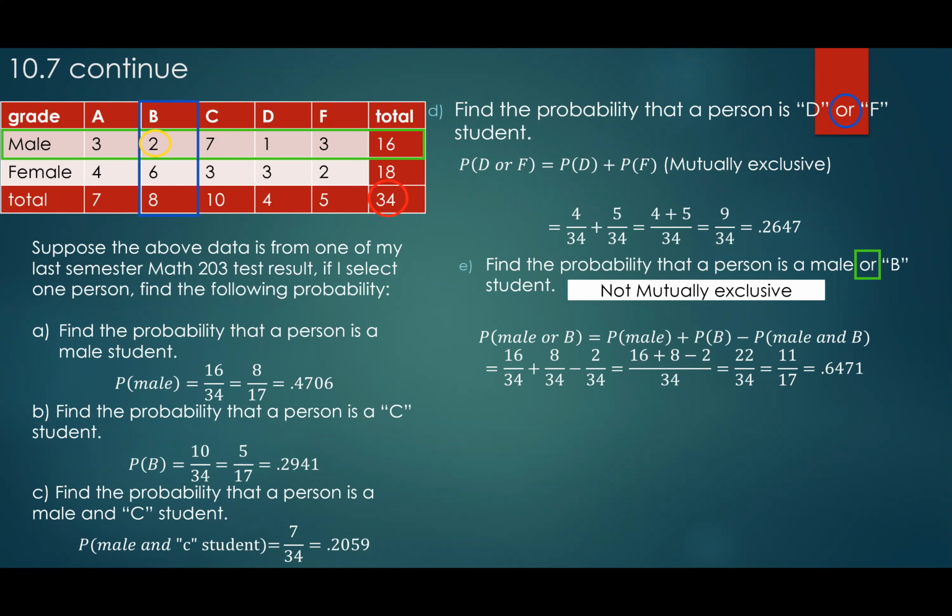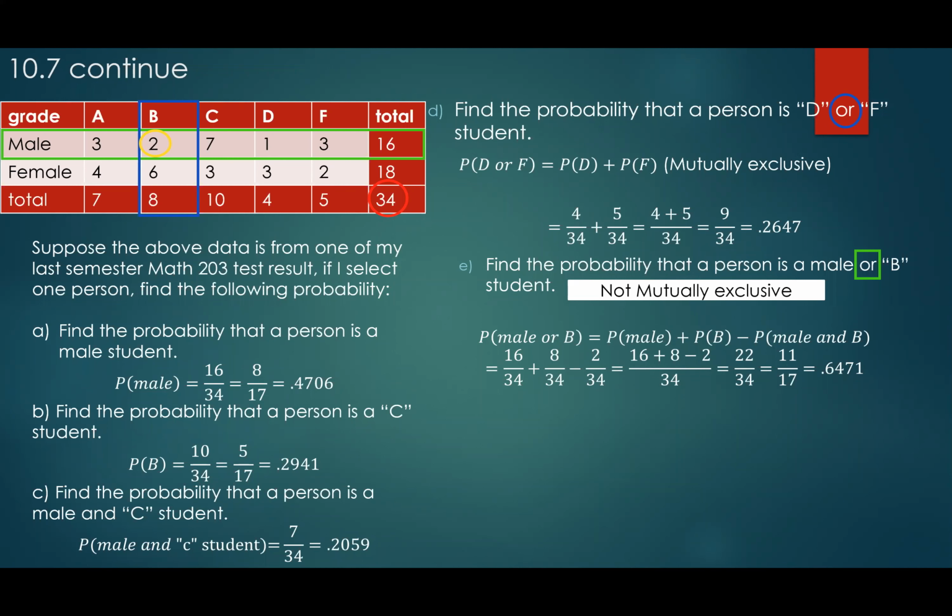So again, 16 male over 34 plus 8 over 34 minus the 2, because we double count them. We ask how many male, you count 16, you include that 2. And I ask how many B, you tell me there's 8, you count that 2 one more time. We double count the 2, so we have to subtract one of them out, because we only have 2 students in this problem.